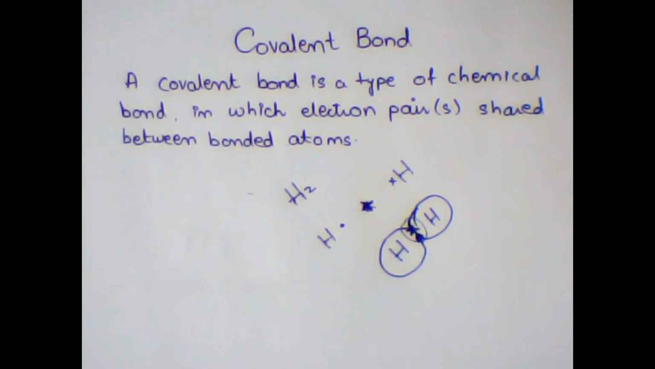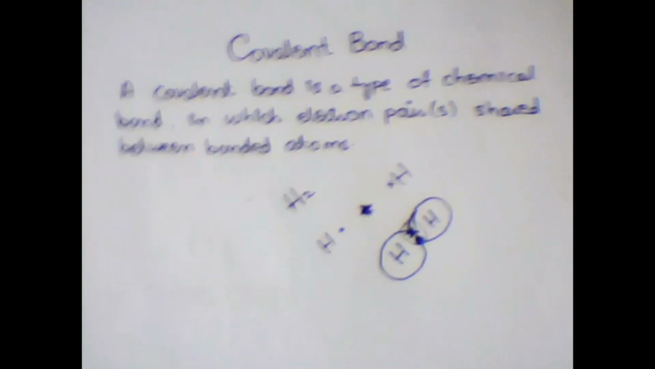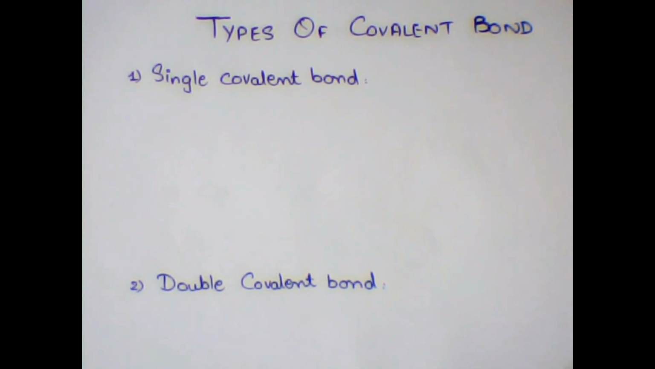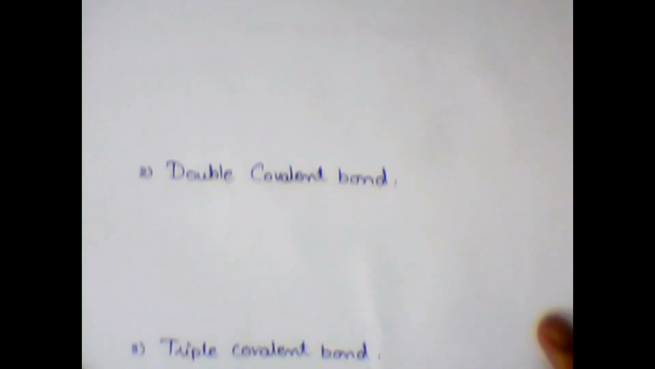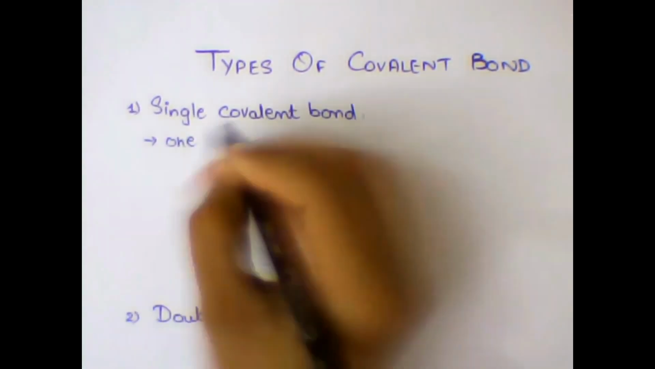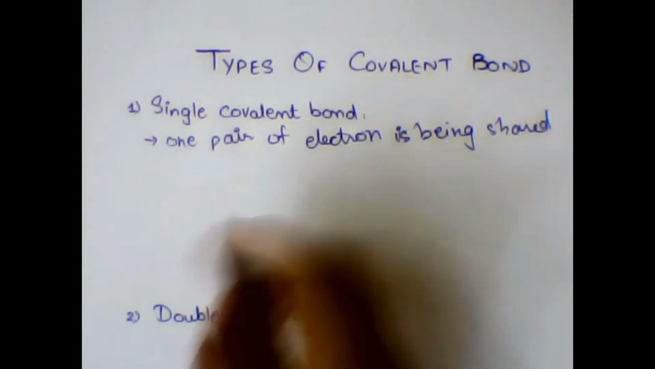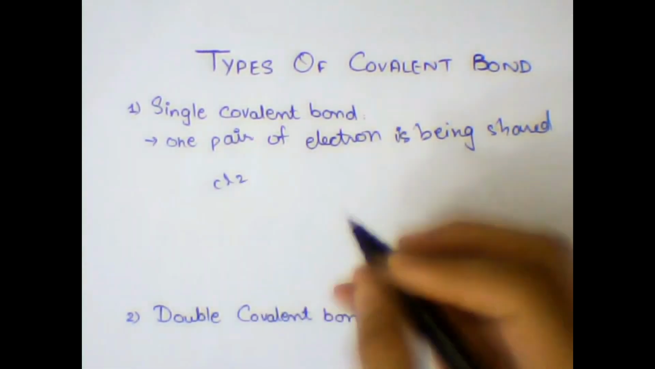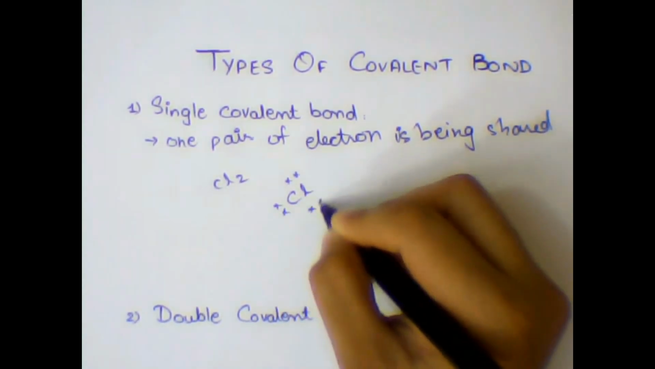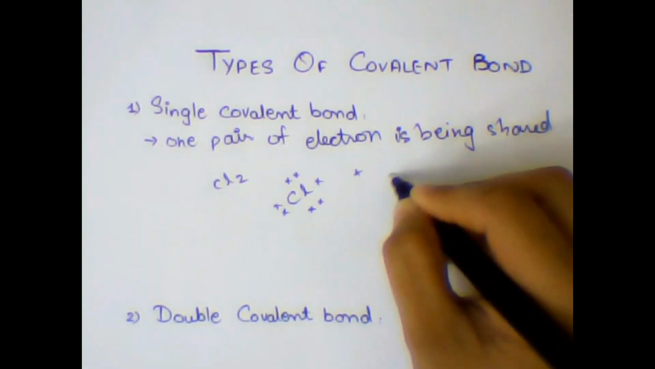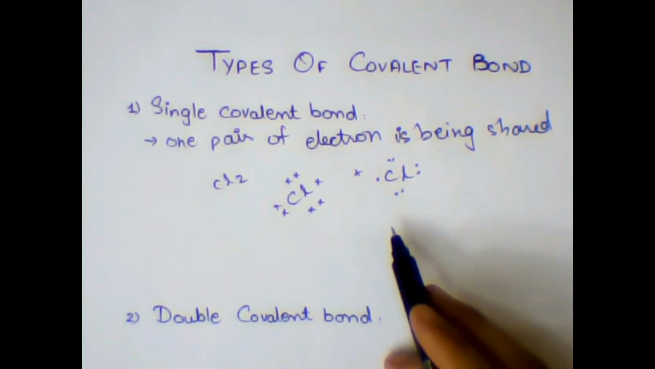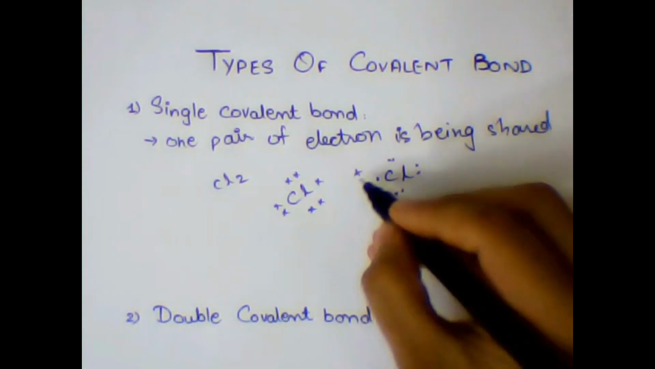Some more examples of covalent bond are single covalent bond, double covalent bond, and triple covalent bond. In single covalent bond, one pair of electrons is being shared, for example, chlorine molecule. Chlorine has 7 valence electrons, and this chlorine has also 7 valence electrons. These dots and crosses represent valence electrons. This is the plus sign.